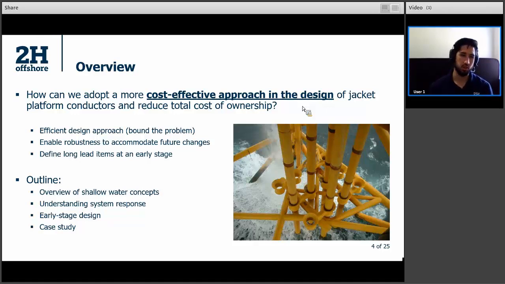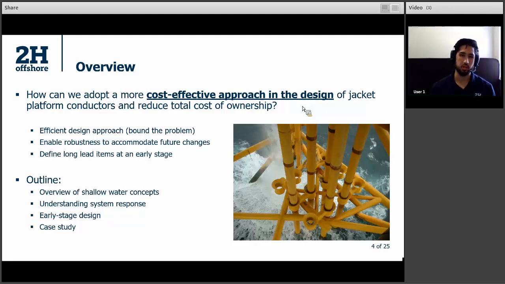I'm just going to be covering 4 things today. Firstly, an overview of shallow water concepts, trying to understand the system response a little bit better so we can guide that approach. Then, how do we conduct early stage design, and a case study to complete the picture.